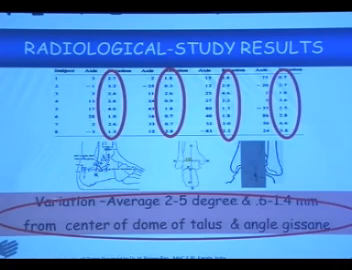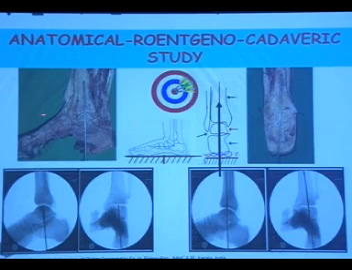We had some variation of 2 to 5 degrees at the dome of the talus and 0.6 to 1.4 millimeters from the middle facet lateral to the angle of Gissane. That was the point which had been marked. Could we convert this study and combine that? We took our cadavers and tried to make a point of entry and saw them on the C-arm.